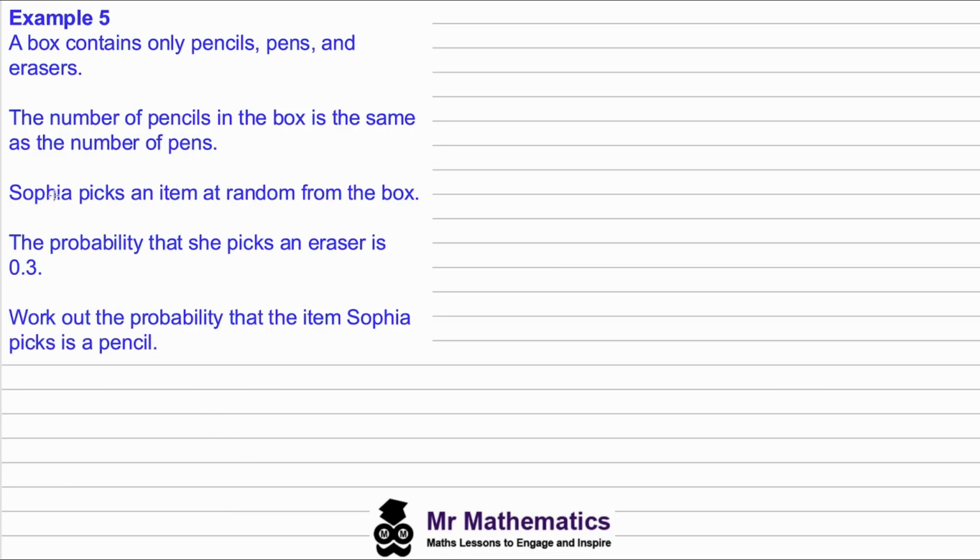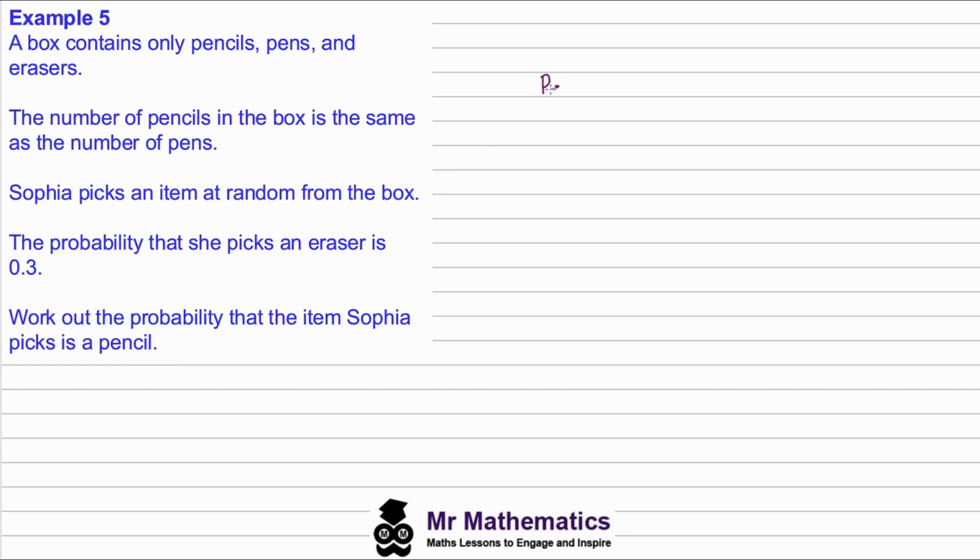So in example 5, we're told that a box contains only pencils, pens, and erasers, and the number of pencils in a box is the same as the number of pens. Sophia picks an item at random from a box, and the probability that she picks an eraser is 0.3. Work out the probability that the item Sophia picks is a pencil. So do you want to try this question yourself? You can pause the video and come back when you're ready. Okay, so how did you get on?